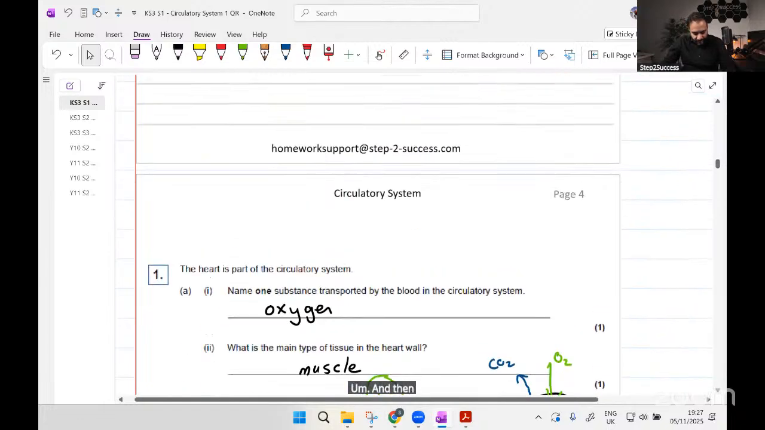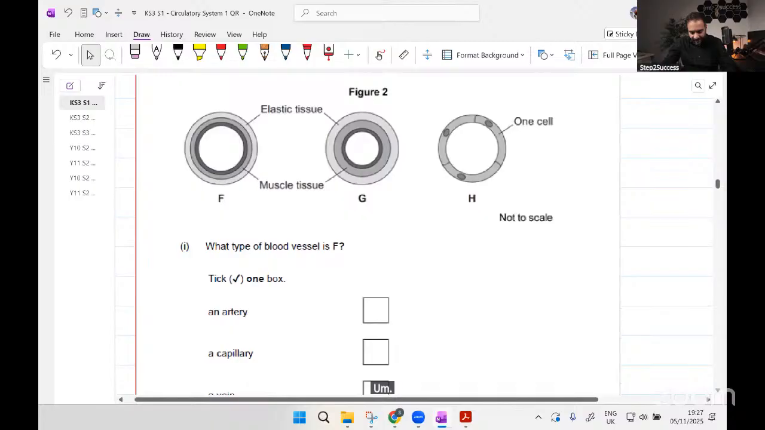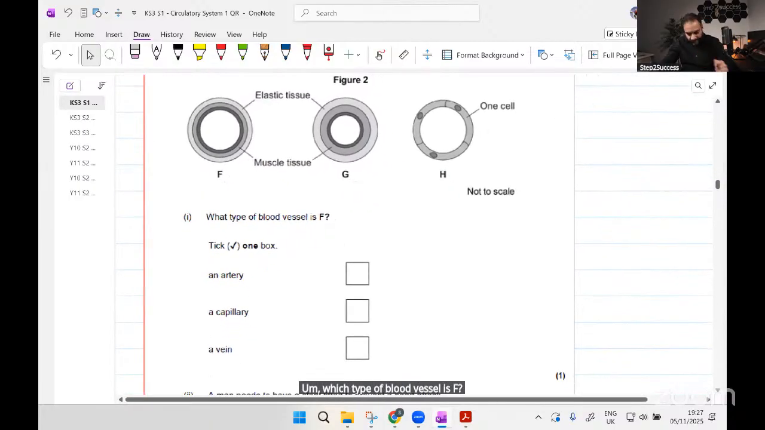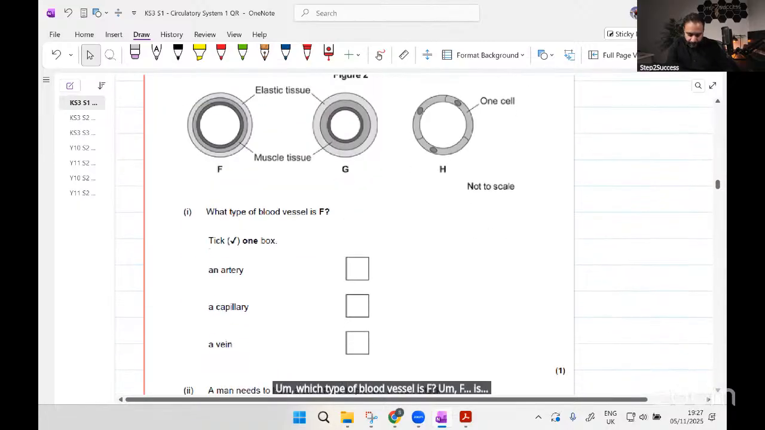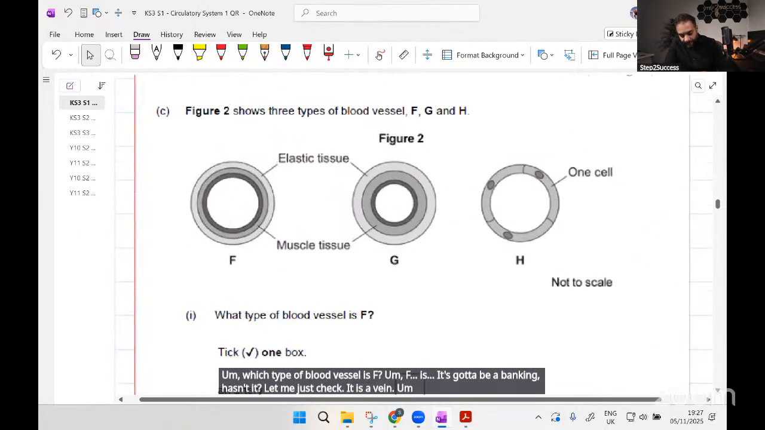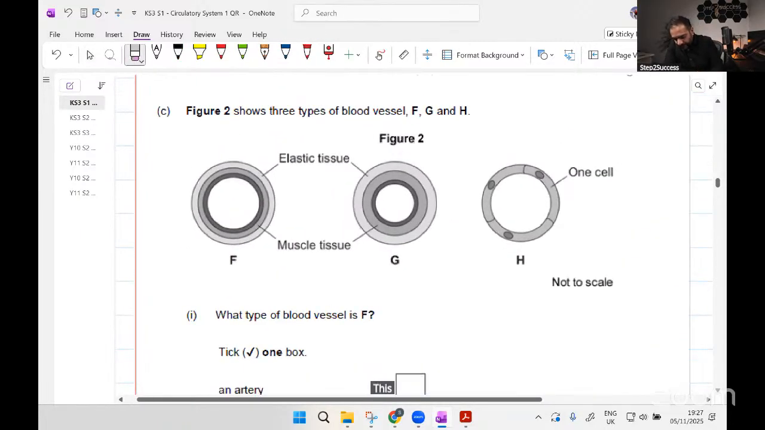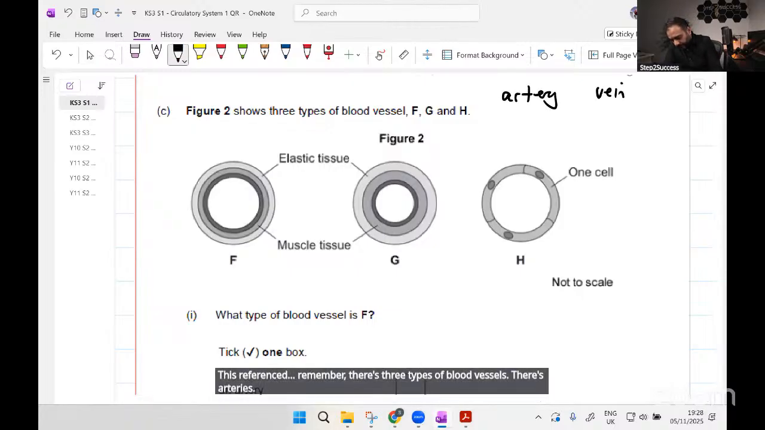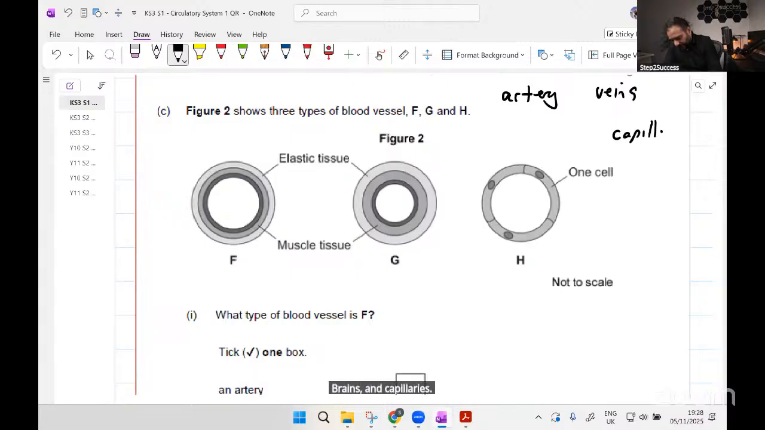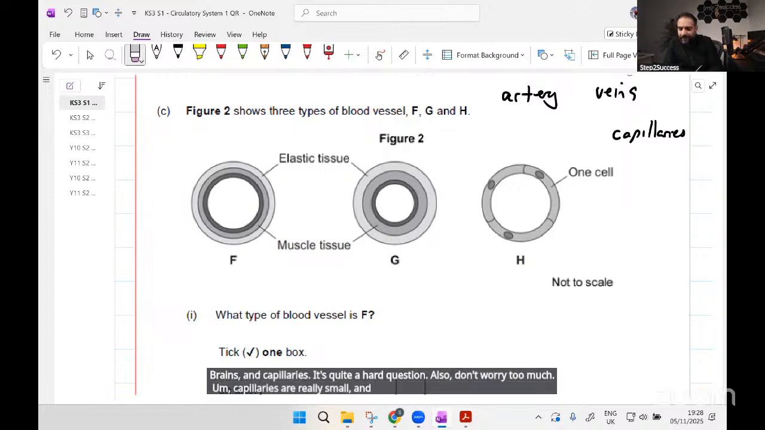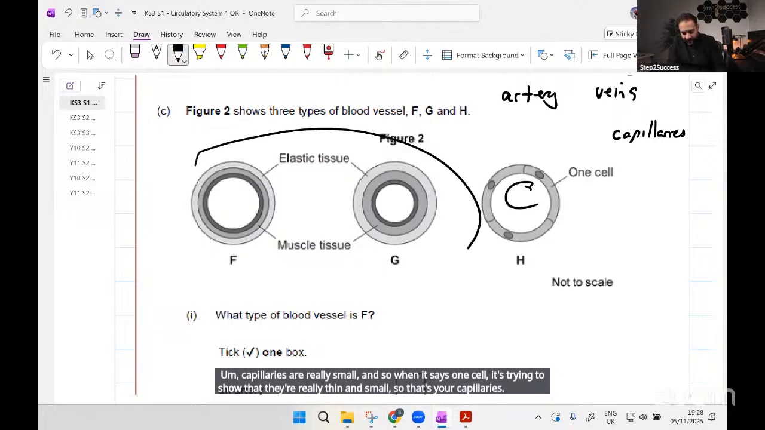And then are we still on question one? We are. Which type of blood vessel is F? F has got to be a vein, hasn't it? Let me just check. It is a vein. How do we know? Well, first of all, remember there's three types of blood vessel. There's arteries, veins, and capillaries. These are quite hard questions, so don't worry too much. Capillaries are really small, and so when it says one cell, it's trying to show that they're really thin and small. So that's your capillaries. That leaves you with either arteries or veins.